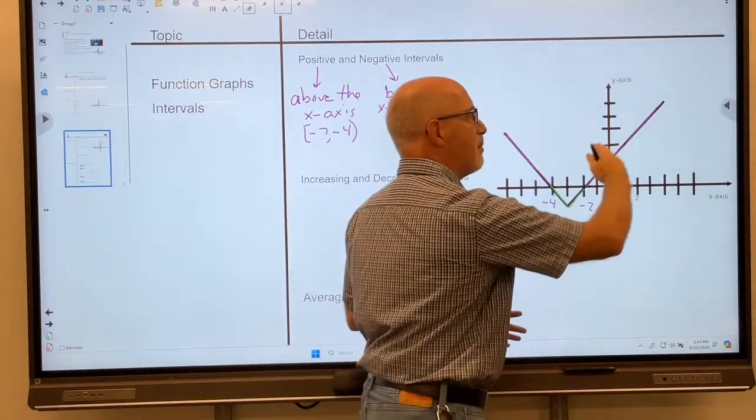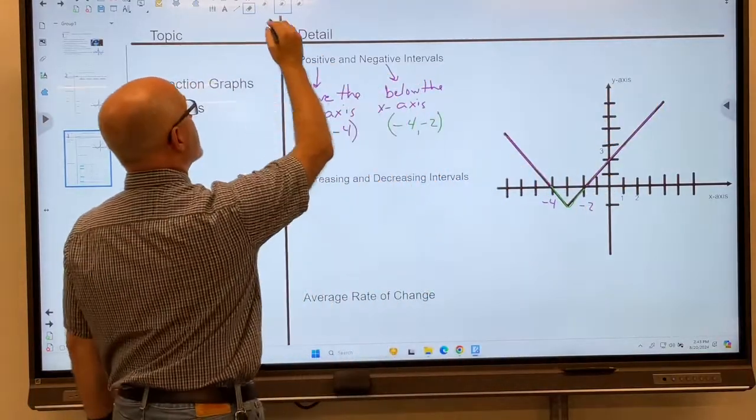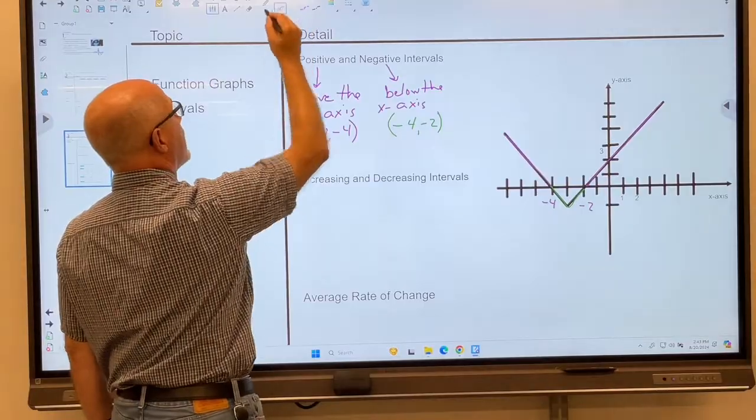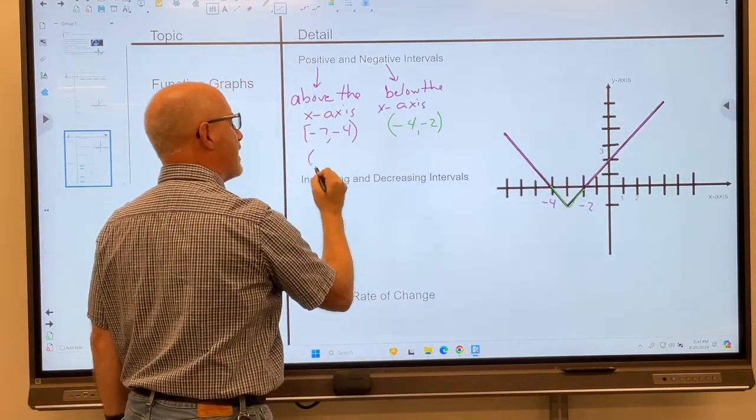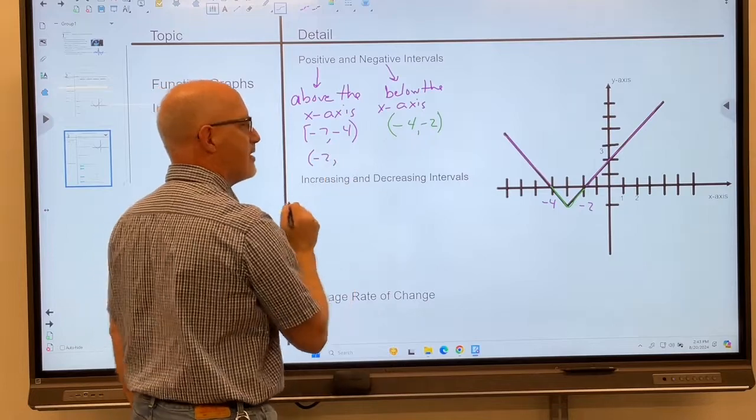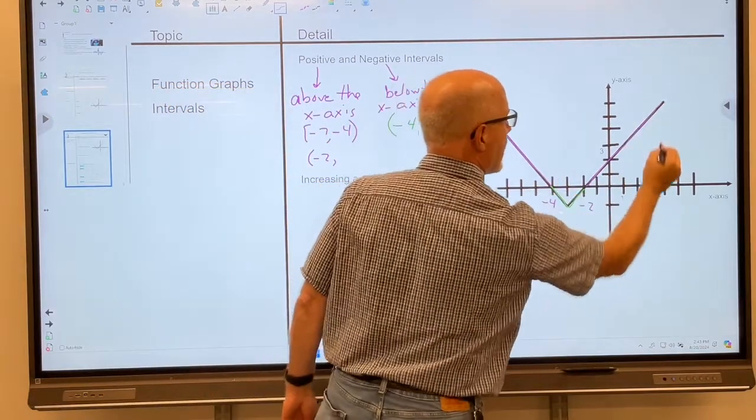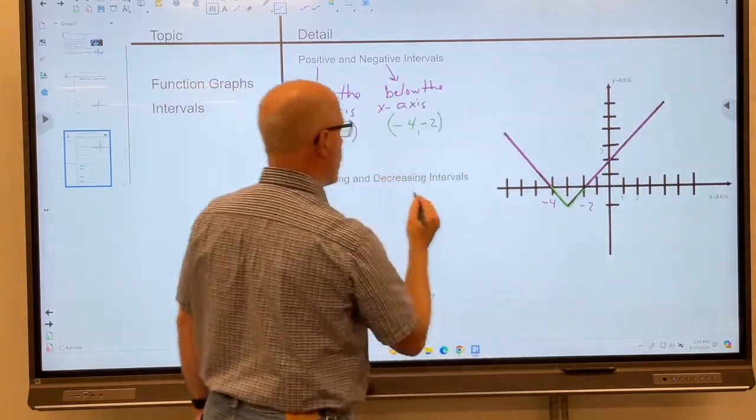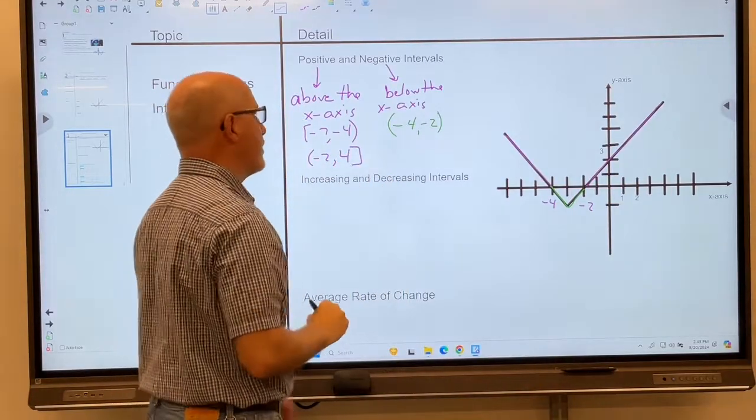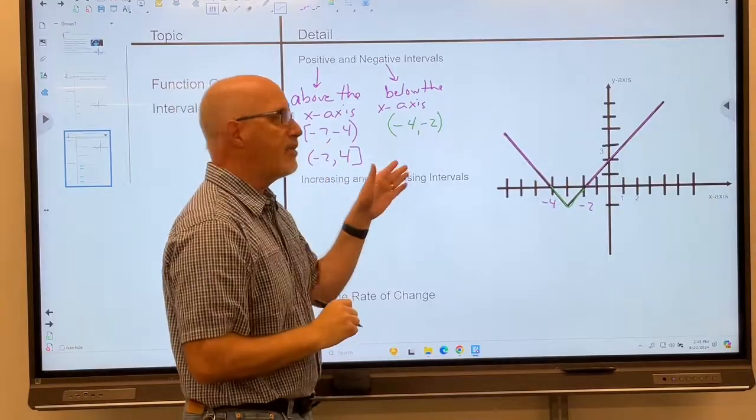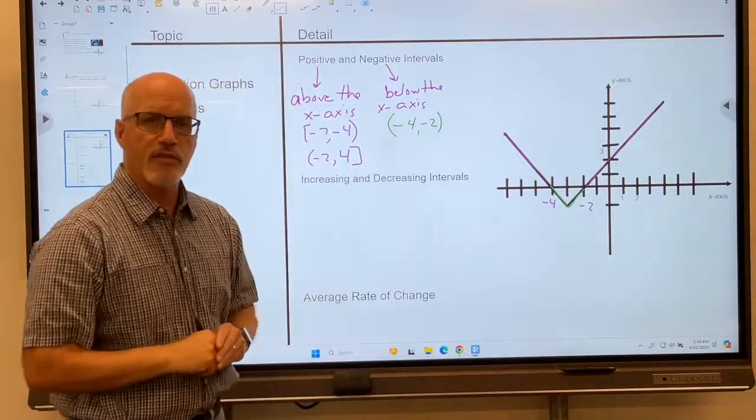And then it picks up and goes positive again. So we're going to list another positive one here. So it starts at -2, does not include it because -2 is a 0 value, and it goes off to 4 on this and ends at 4 including that value. So here are my positive intervals, that's my negative interval for it.